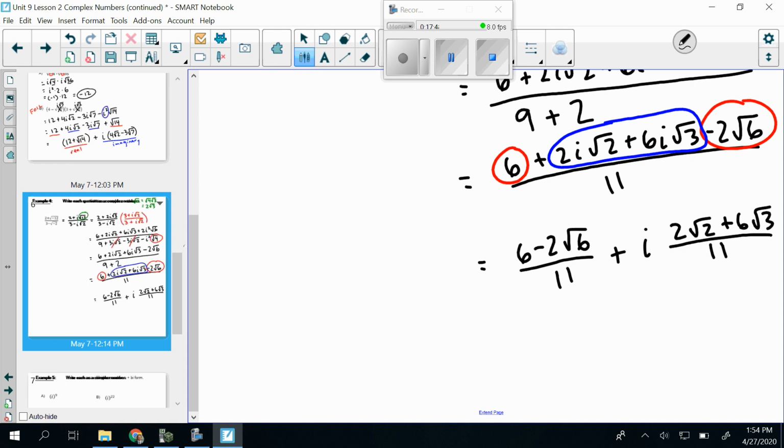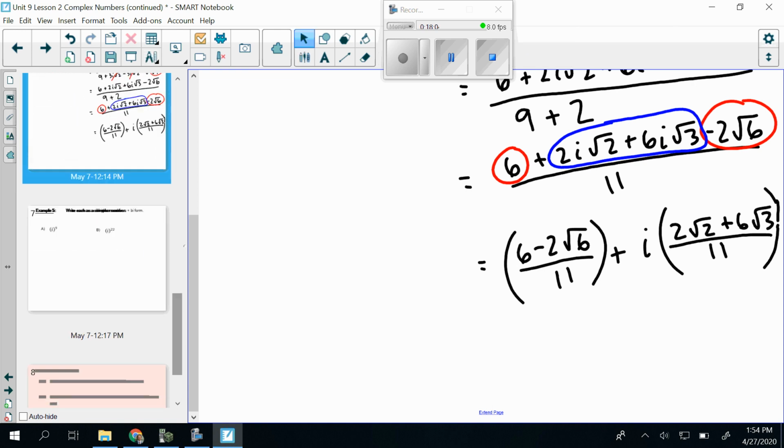So that would be the imaginary part. Now it's in that complex form. If you want to put parentheses around that, you certainly could too. It wouldn't harm anything to do that. With fractions, you don't necessarily have to.